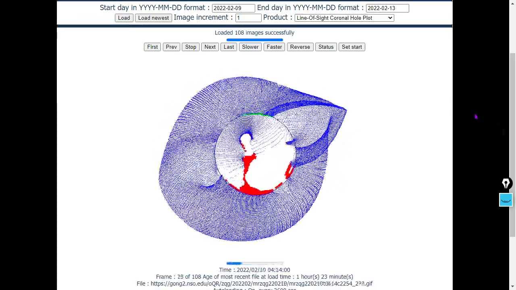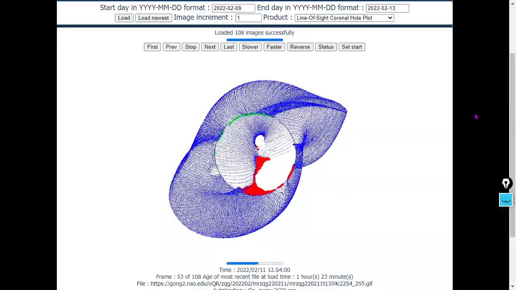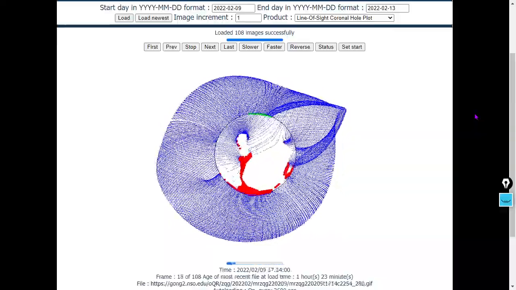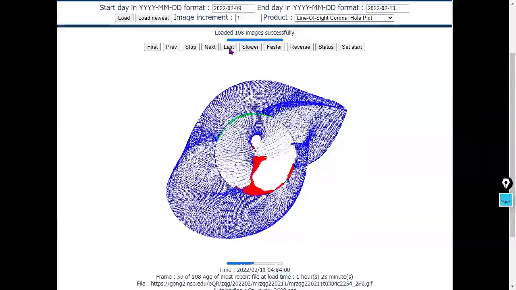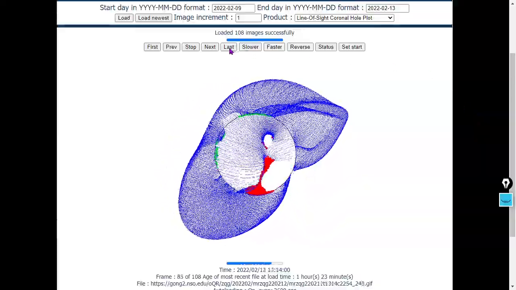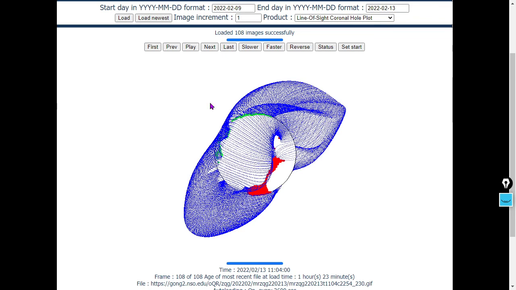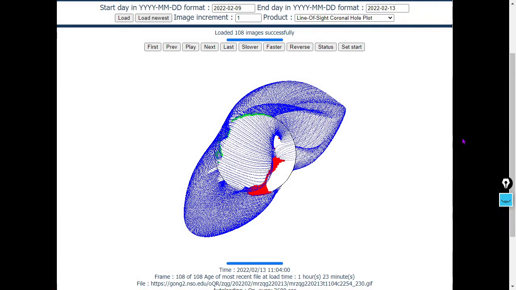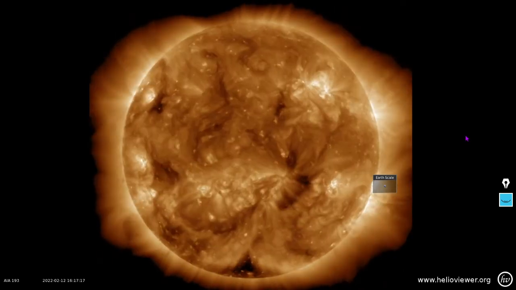Here's the line of sight coronal hole plot. You can see the sun's B field here in blue. And you can see some North Pole oriented coronal holes rotating through here. So let's just stop this at the last frame. There you go. You can see some green colored coronal holes there. Those are North Pole oriented coronal holes as solar cycle 25 progresses and the solar polar fields migrate to the opposite pole.